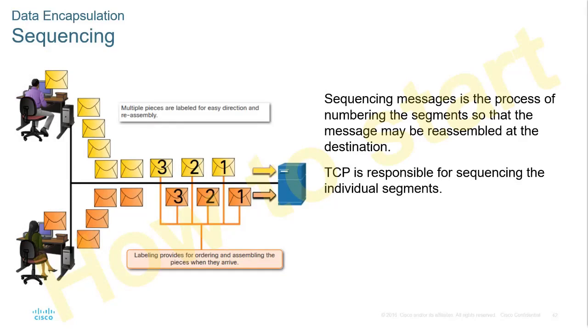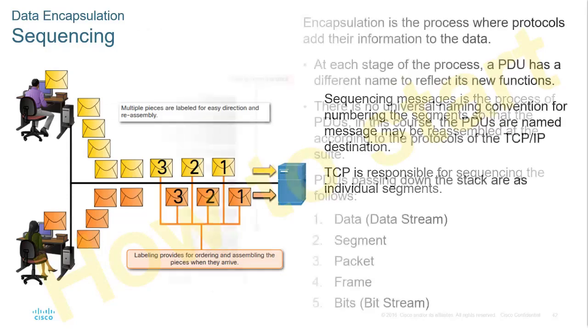That's called sequencing. Basically, we number each segment so that when the receiver gets them, they can put them back. The sequencing number actually helps put them back in order.